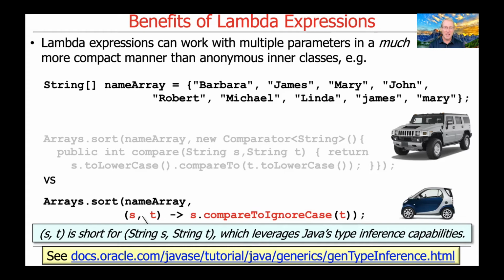And then we have the arrow, which is just the syntax saying we're going from the parameter list to the body of the Lambda. And in the body of the Lambda, it's very concise. We just say s.compareToIgnoreCase(t). So really, really concise, really to the point. Much easier to understand once you understand how to read the Lambda expression syntax.